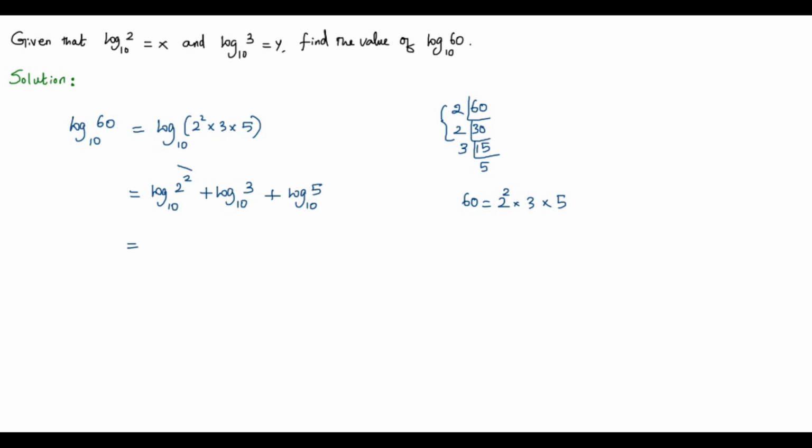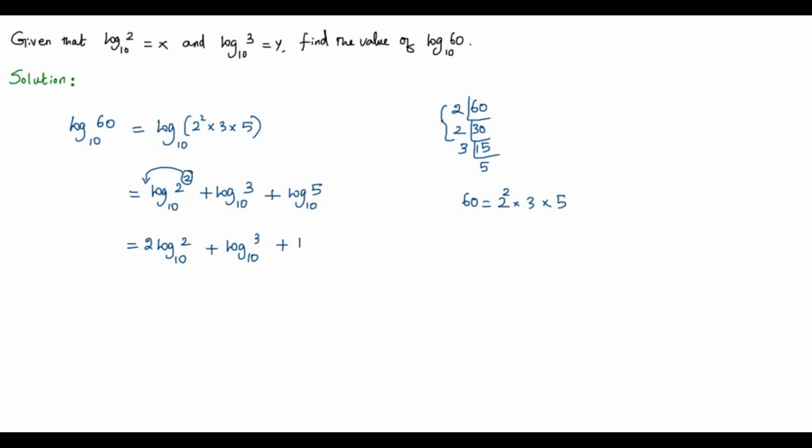Here in the first term, log 2 square to the base 10, we can use the third fundamental law of logarithm, that is, we can bring this exponent in front of the logarithm. So we get 2 log 2 to the base 10 plus log 3 to the base 10 in the second. And we have to do something in the third term because we have log 5. Only for log 2 and log 3 we have x and y, that is, we have x for log 2 and y for log 3, and for log 5 we don't have any variable.